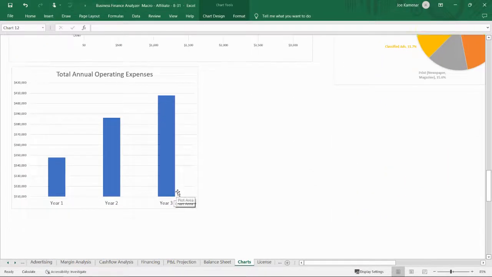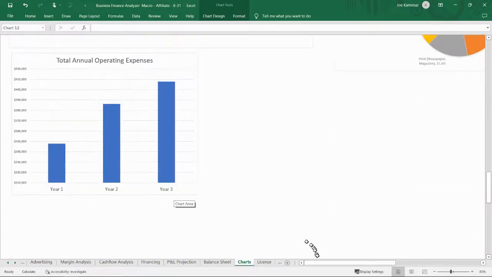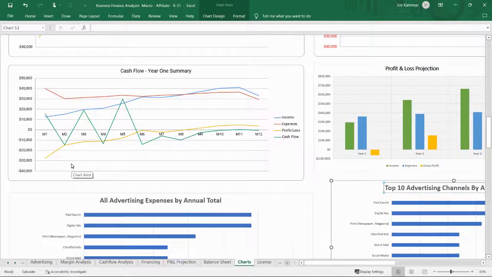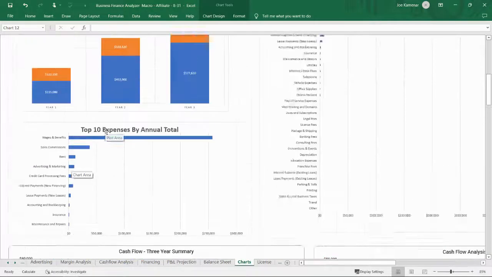Now you also have your annual operating expenses. So all of these charts exist elsewhere, but we put them all in one tab so you have full access to these.